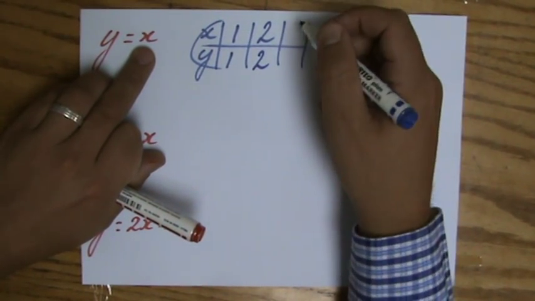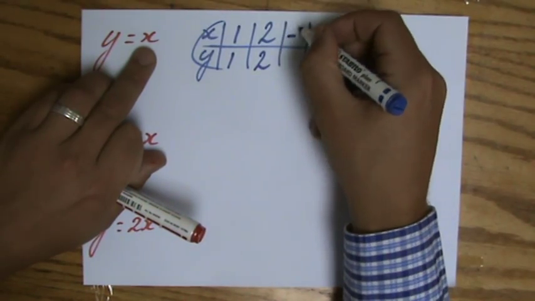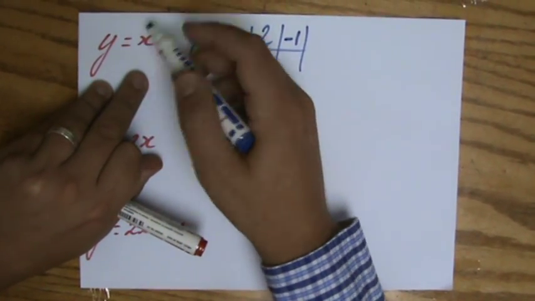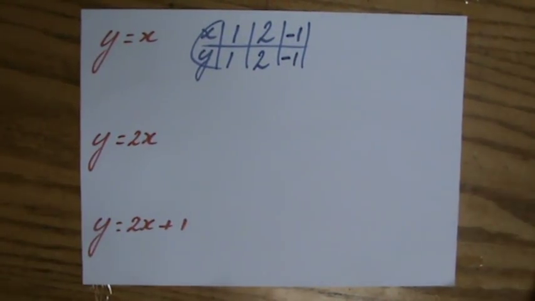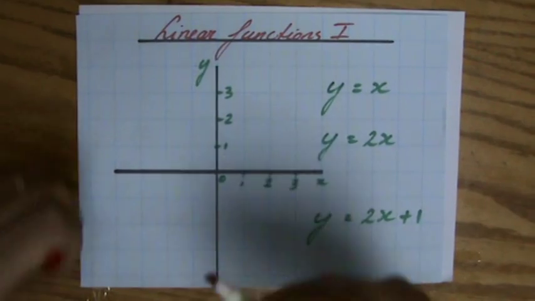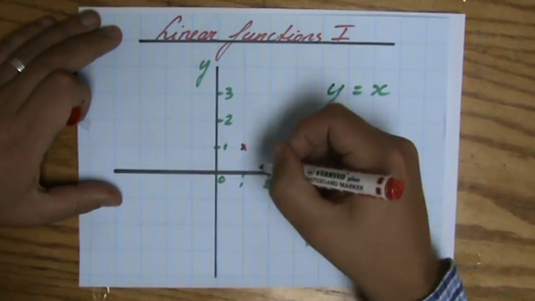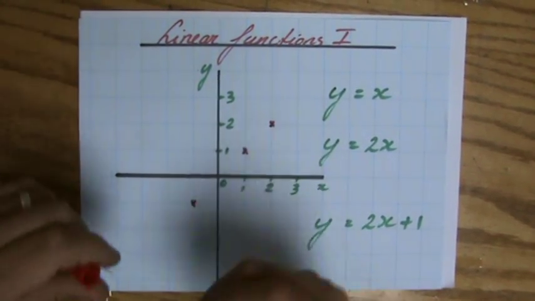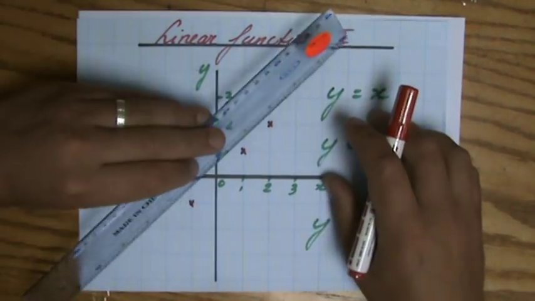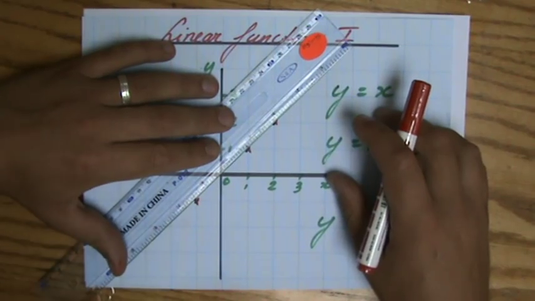What shall we do? Or x equals, let's say, minus 1, and that's going to say y equals minus 1. Good, I'm going to plot my 3 points: (1, 1), (2, 2), (minus 1, minus 1). And if all 3 are on one line, and they are, then I know I didn't make a silly mistake.